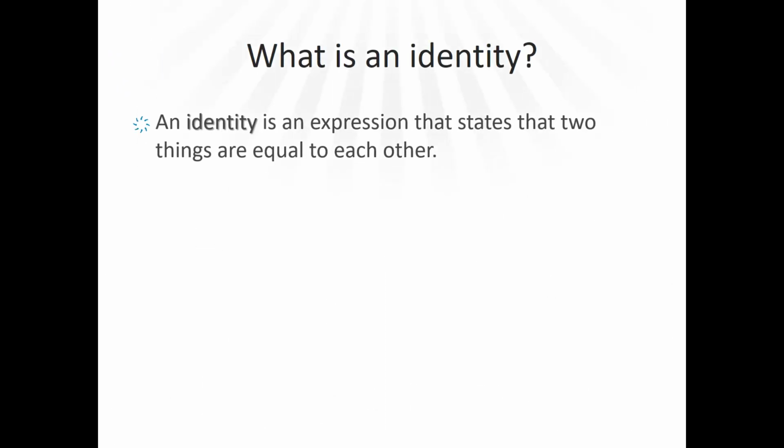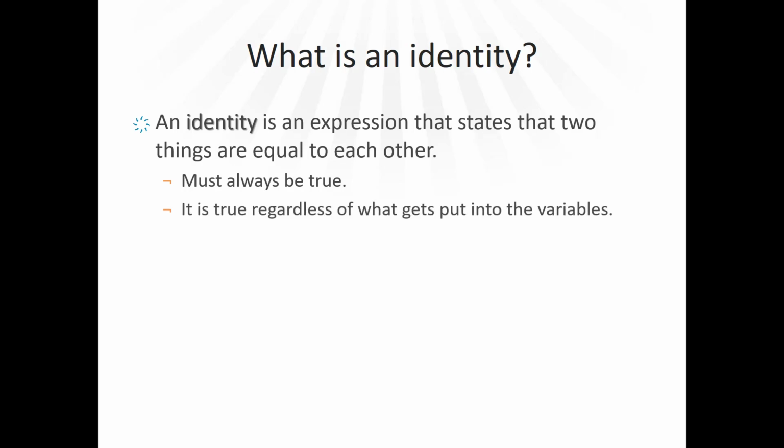An identity is an expression that states that two things are equal to each other. If you notice, that's the exact same statement that I had for an equation. So an identity is an equation. It says that something on the left is equal to something on the right. So why do we have this whole big deal? Well, an identity must always be true. It doesn't matter what you put in for the variable, it still has to be true. It doesn't matter if you put in 0 for x, or -5 for x, or 5 billion for x. It has to still be true.